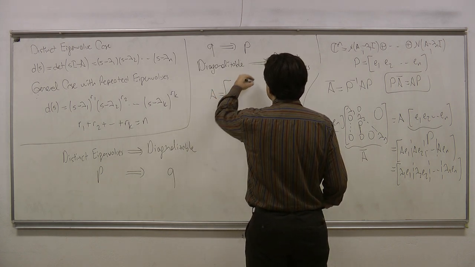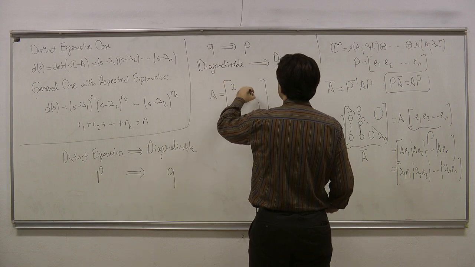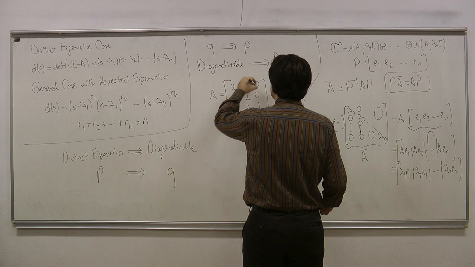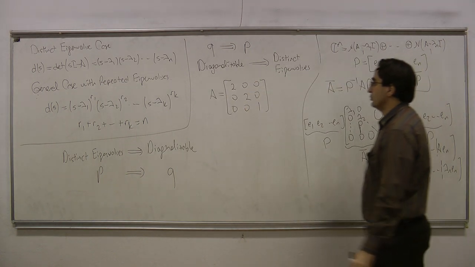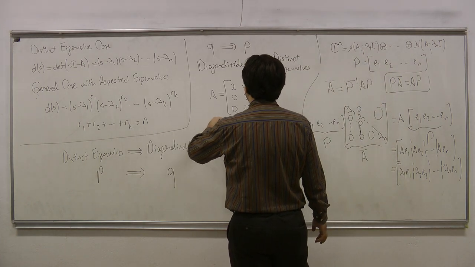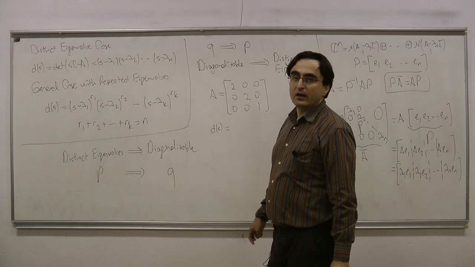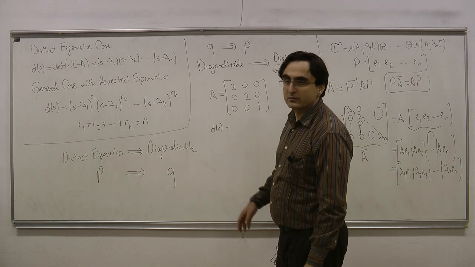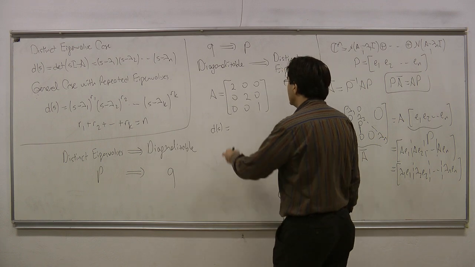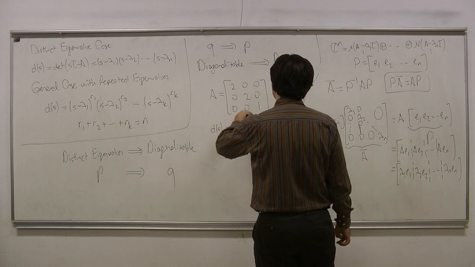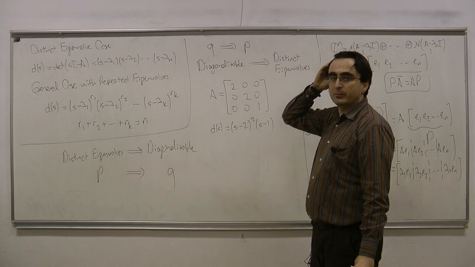Suppose that your A is this one: 2, 2, 1. What is the characteristic polynomial D of S? For a diagonal matrix, the eigenvalues are always the diagonal elements. Try to show this. So D of S would be S minus 2 squared and S minus 1. So we see that one of the eigenvalues is repeated.